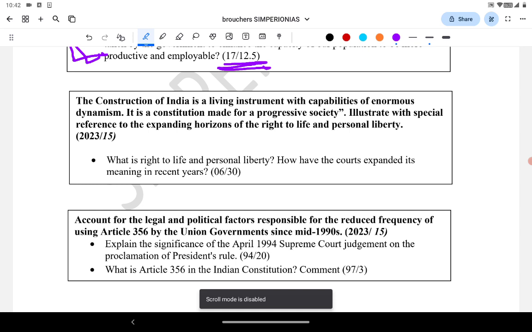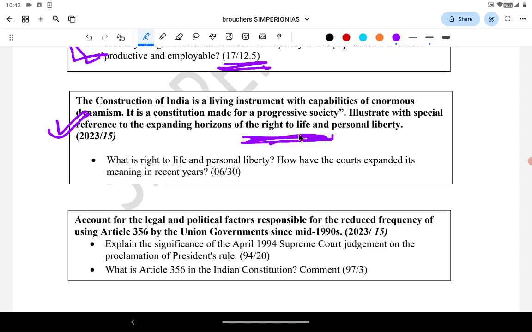The next question is a 2023 question. It says the Indian Constitution is a living instrument because the Supreme Court has expanded the horizon of right to life and personal liberty many times. Okay, the crux of the question is that this is why the Indian Constitution is called a living document, because it is amended many times through Supreme Court directions. They have expanded the scope of a few areas like right to life and personal liberty.